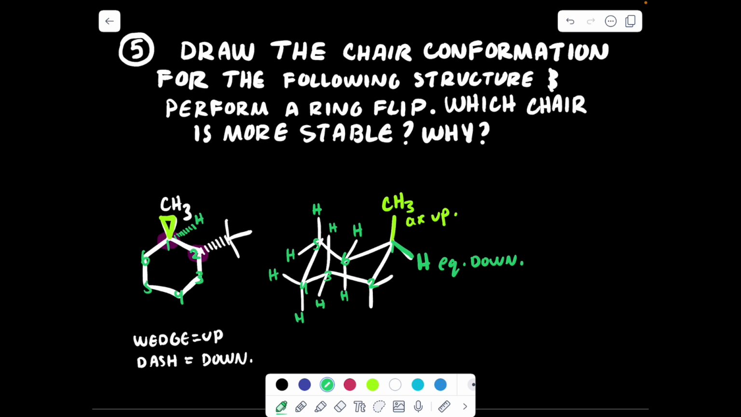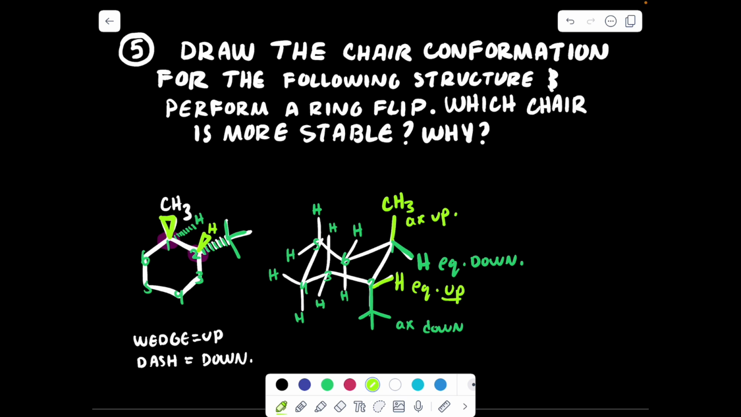On carbon number 2, I have my T-butyl group going in the down position, so dash. So which bond is the down position? Here it would be the axial bond that is extending down towards the ground. So I would say T-butyl is axial down. Therefore, my hydrogen, which would be on the wedge, is going to be equatorial up.